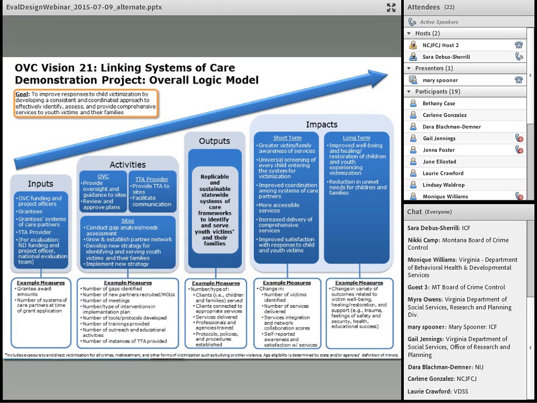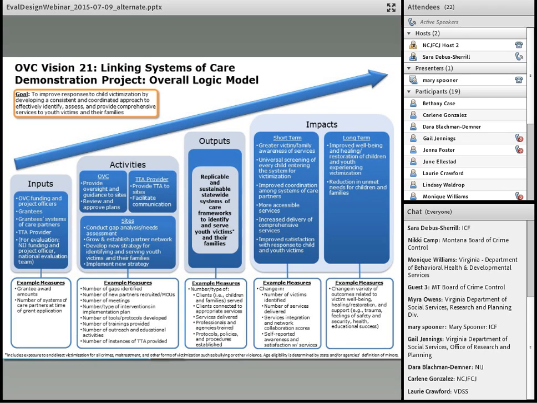So first we have inputs. And these are the things that go into a project, in particular things like resources or what you're starting with. And for here, we have OVC funding and project officers. We have the grantees and their partners. We have the TTA provider. And then in terms of the evaluation, the NIJ funding and project officer and our team as well. And then these inputs and resources are used to support project activities.